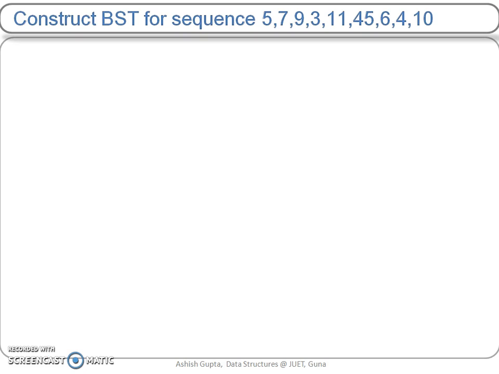First we get 5. Since the tree is empty at this point, 5 would be directly added. Now the next node is 7. Before inserting 7, we have to find out where it would be connected, whether to the left or to the right of the 5. Since 7 is greater than 5, it would be connected to the right of 5.